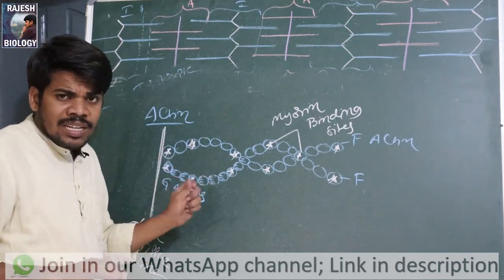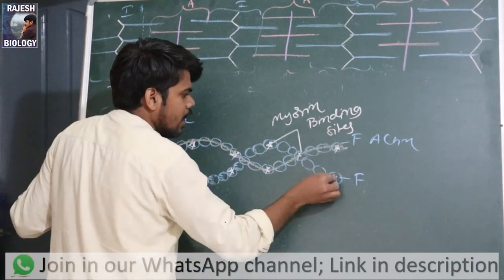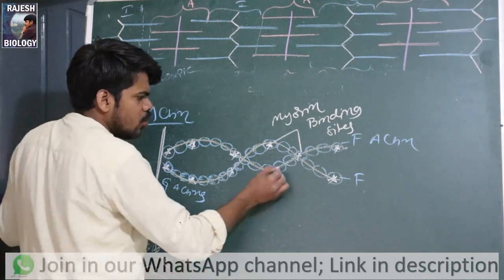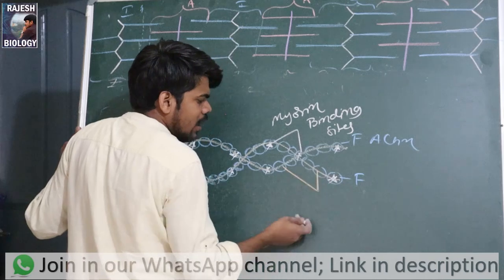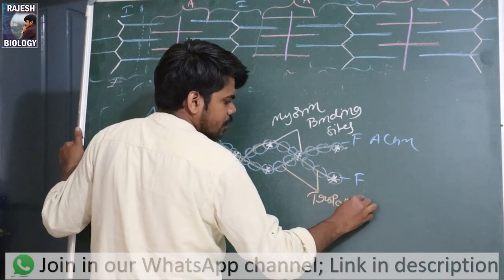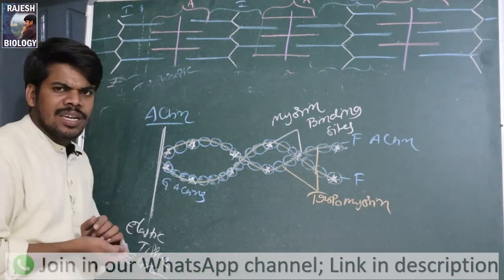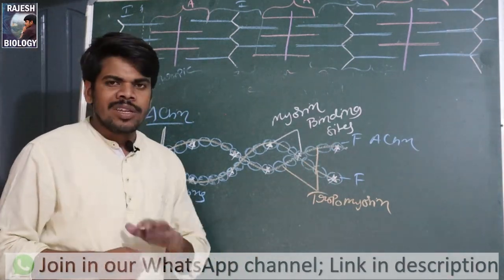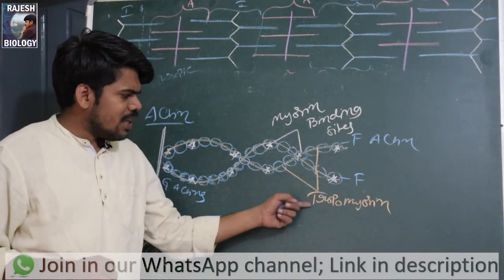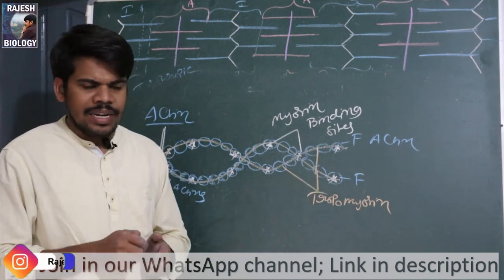But these myosin binding sites are not exposed. They are covered by another protein which runs parallel to the actin. That is also two, two proteins which run parallel to the actin. That is tropomyosin. Tropomyosin is different from myosin. Myosin is a contractile protein. Tropomyosin is not a contractile protein. Contractile proteins are only two, actin and myosin. It is a regulatory protein. Why it is called a regulatory protein, we will discuss later.